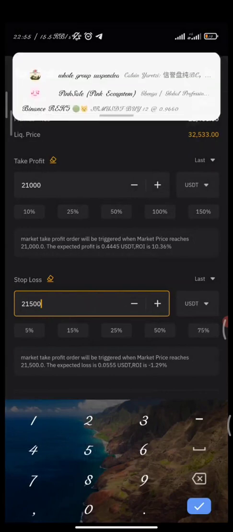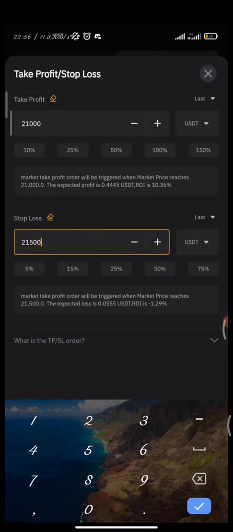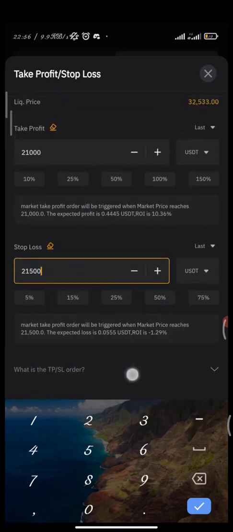Now you can see if BTC drops to 21,000, my order will be triggered, and I'm going to be on a $0.4 gain. And if it actually goes to this place too, I'm going to lose just $0.05. That means return on investment is minus 1.2, while return on investment is $10 here. This is $10 profit. It's going to be showing your profit too, and this is minus 1.9. So you get that kind of stuff.